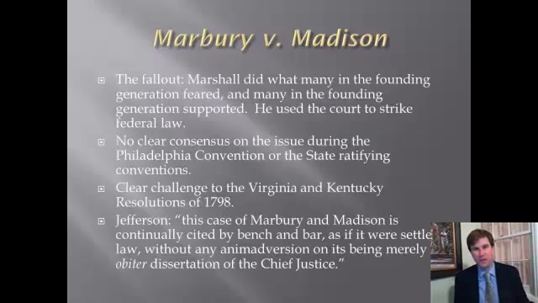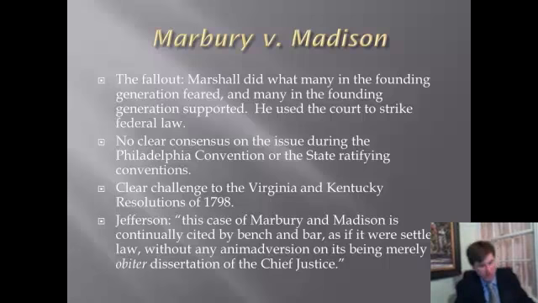Now, the fallout is interesting here. Marshall did what many of the founding generation feared, and many in the founding generation supported. He used the court to strike a federal law. It's a federal law, though, not a state law. But there was no clear consensus on the issue. This also, though, was a clear challenge to the Virginia-Kentucky resolutions of 1798. Because what Jefferson and Madison said in those is that the state is the final arbiter.